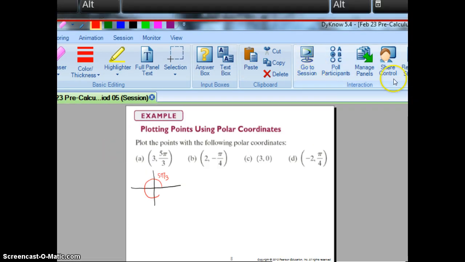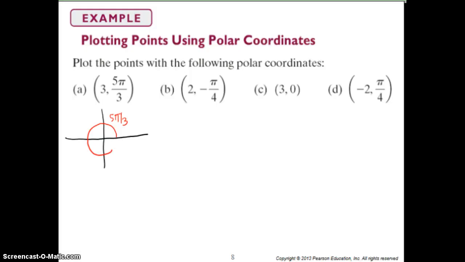Let's pause here. We're going to take 3 steps towards 5 pi over 3. So we're going to draw a line about 3 units towards 5 pi over 3, and our point right here is going to be 3, 5 pi over 3, because we walked 3 units, 1, 2, 3.